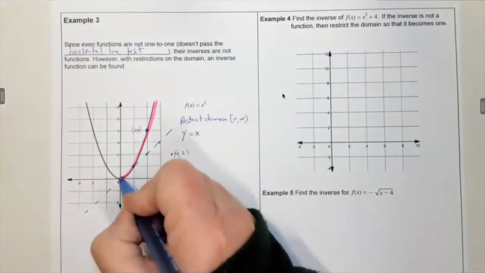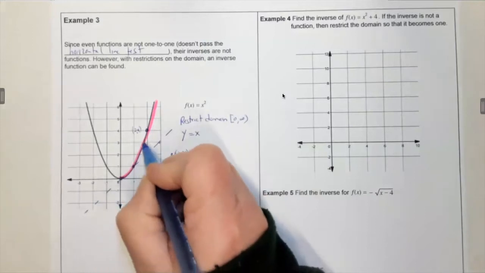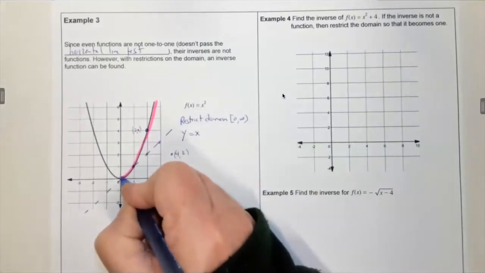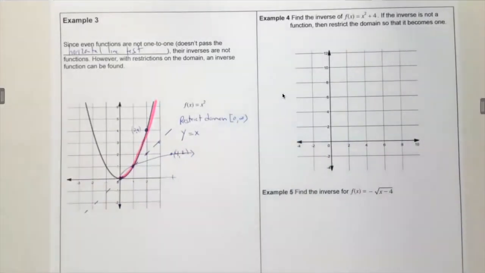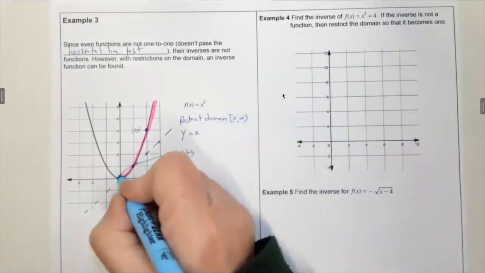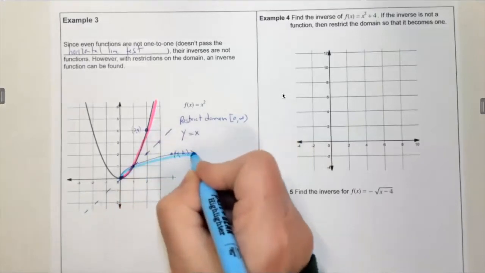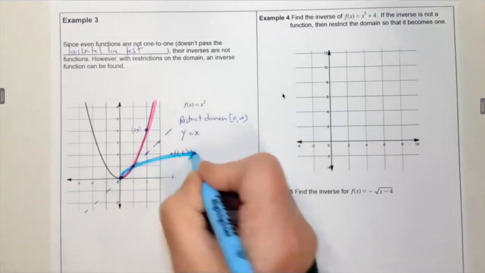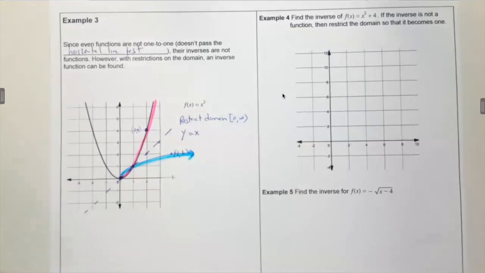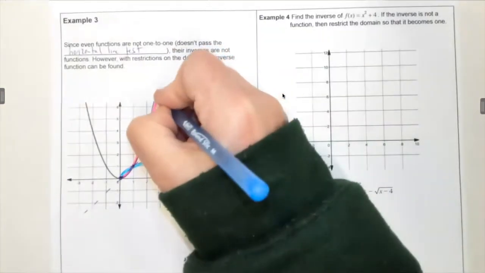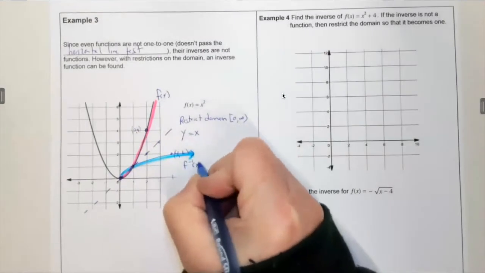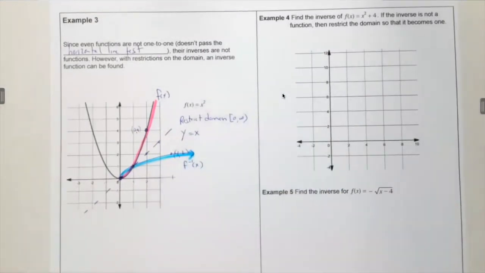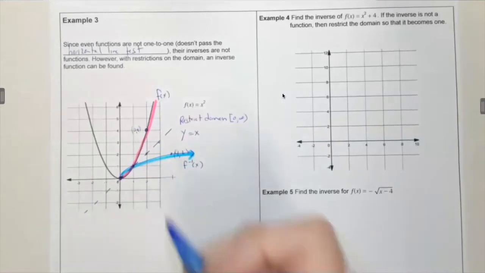This is going out and then crosses the line. I would be going out and then crossing the line. This is the inverse function. F of x and f inverse of x. That is doing it graphically.